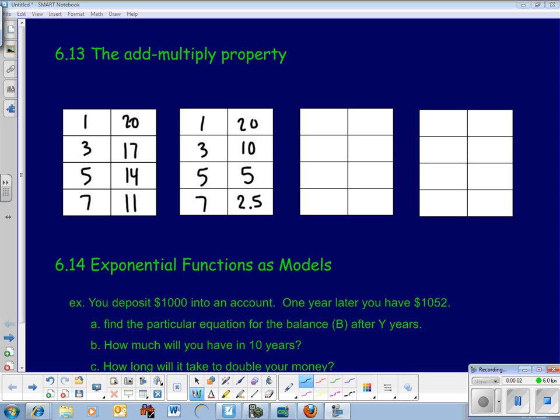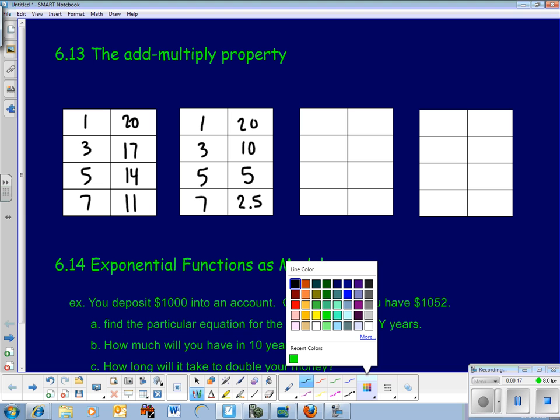Okay, guys, today we're going to do a quick section 6.13, which is called the add-multiply property for exponential functions. And then we're going to do 6.14, which is the final section in the chapter, and it's about the word problems or the exponential models. They'll be pretty similar to the models we've done in the past. So let's talk about this 6.13 first.